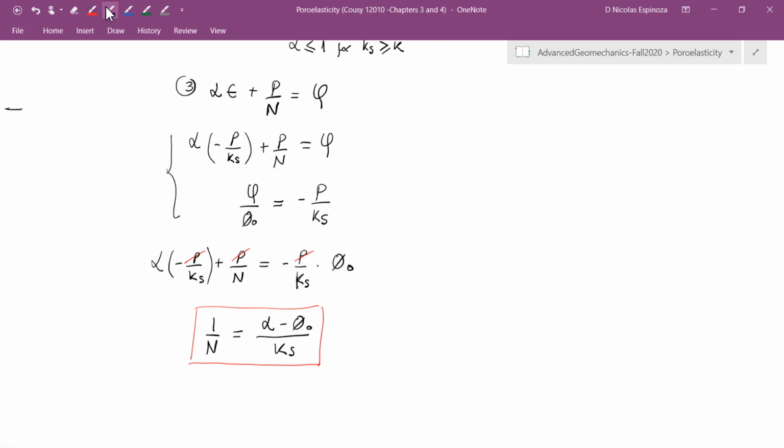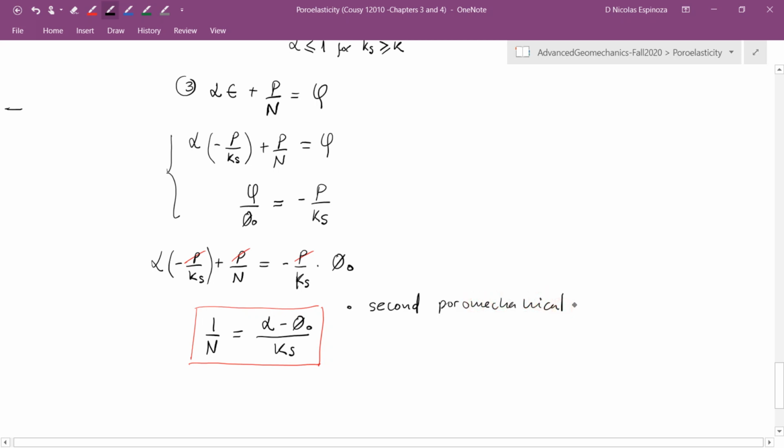All right, now that we have the two parameters, let's complete the description of the solid with a few more things in order to close this topic. First, let's remind ourselves that this is also what is called the second poromechanical parameter, or the second poromechanical modulus. Since it is a modulus, notice that it cannot be negative. There is no such thing as a negative Young modulus or a negative bulk modulus.